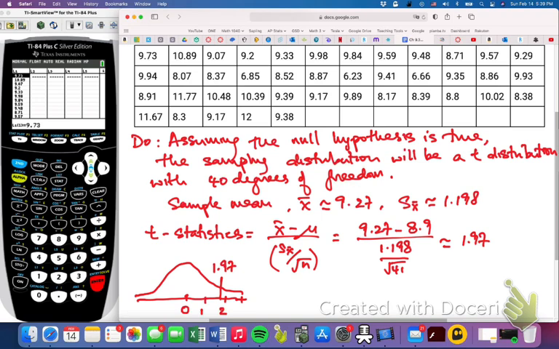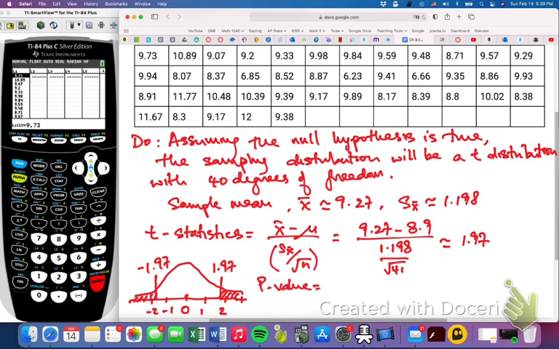You see that, right? The null hypothesis is that the mean is 8.9, and the alternate hypothesis is that the mean is not equal to 8.9. So it's actually a two-tailed test. Here 1.97 is the right tail. We need to put in the left tail, so negative 1.97 going the other way. So let me shade to the right and to the left of those two values.